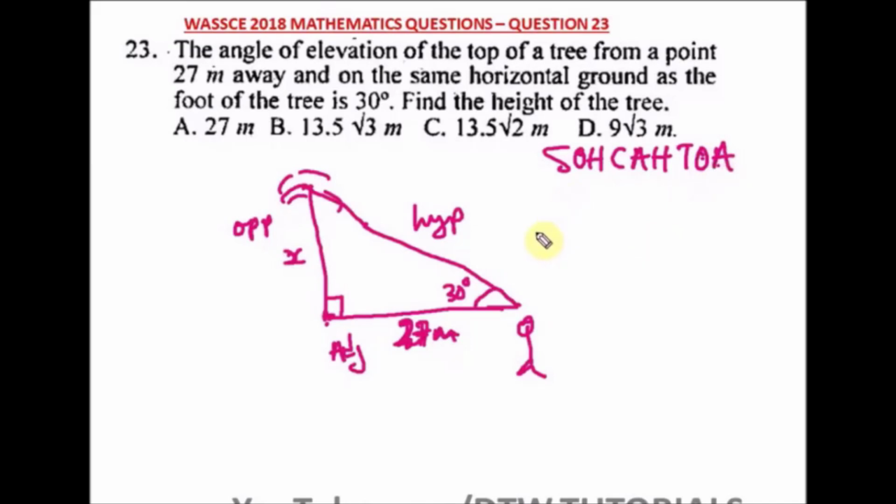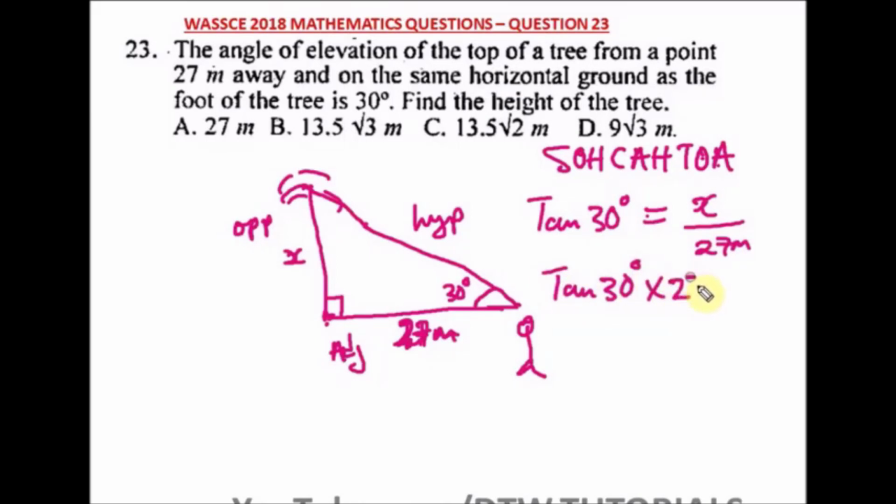So we're going to go with tan 30 degrees is equal to our opposite, which is x, divided by adjacent, which is 27 meters. We're told to look for the height of the tree, which is x. So making x the subject of the formula, we just cross multiply. So we have tan 30 degrees times 27 equal to x.